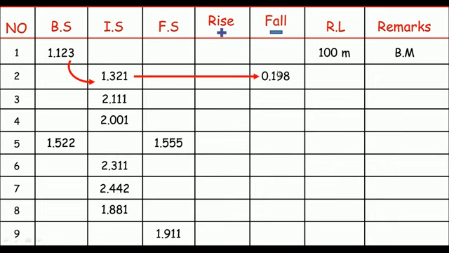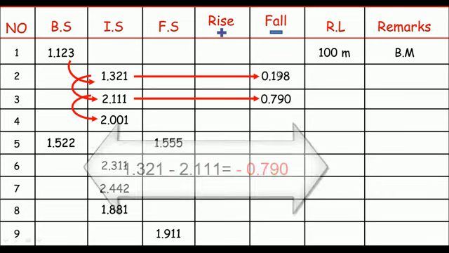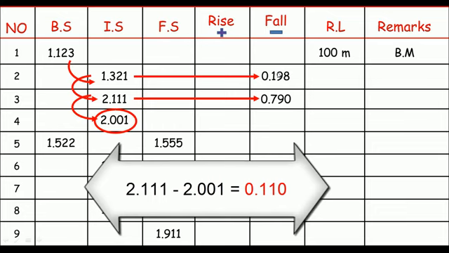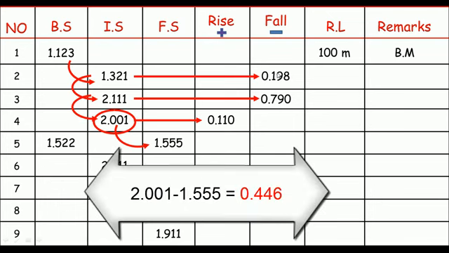And then we subtract the interside from interside. So 1.321 minus 2.311, this is also just a fall. And then interside minus interside, like 2.311 minus 2.001, this is just a rise, because the value is positive, 0.110. And lastly, the interside minus foreside, like 2.001 minus 1.555. This is also just a rise.